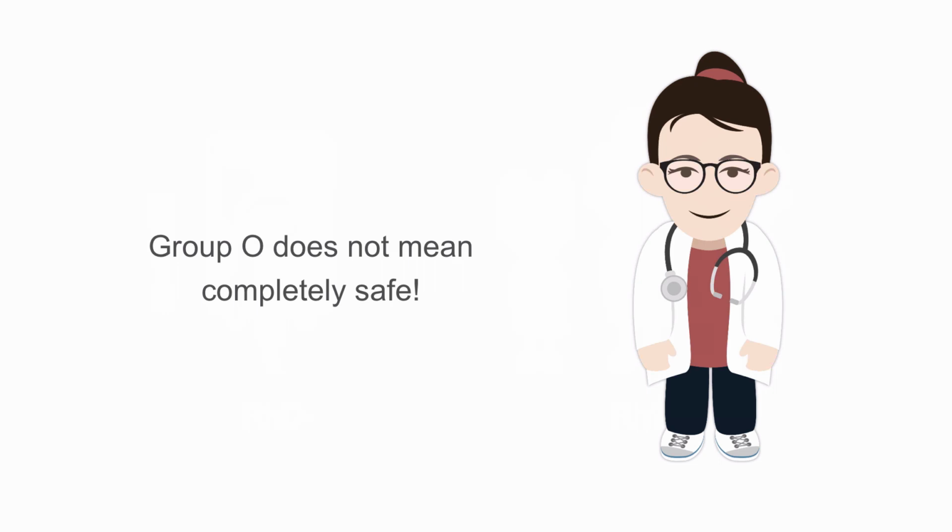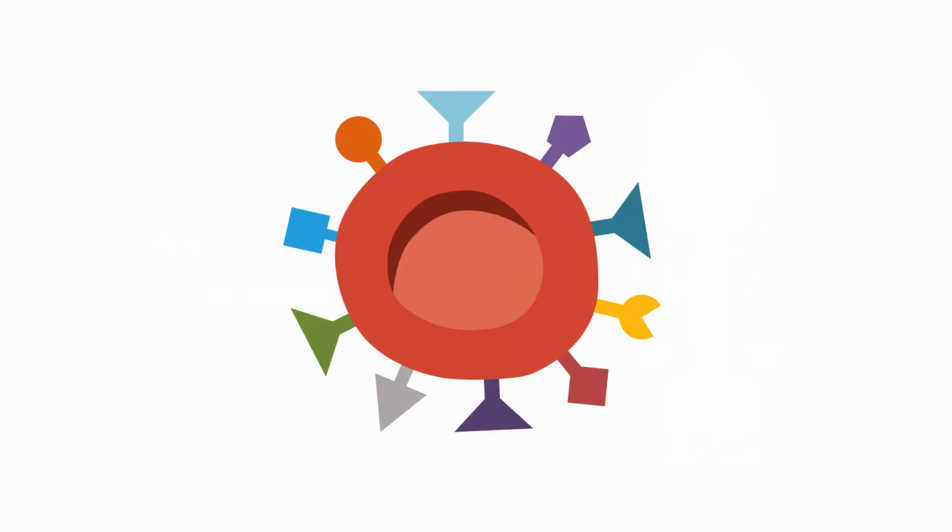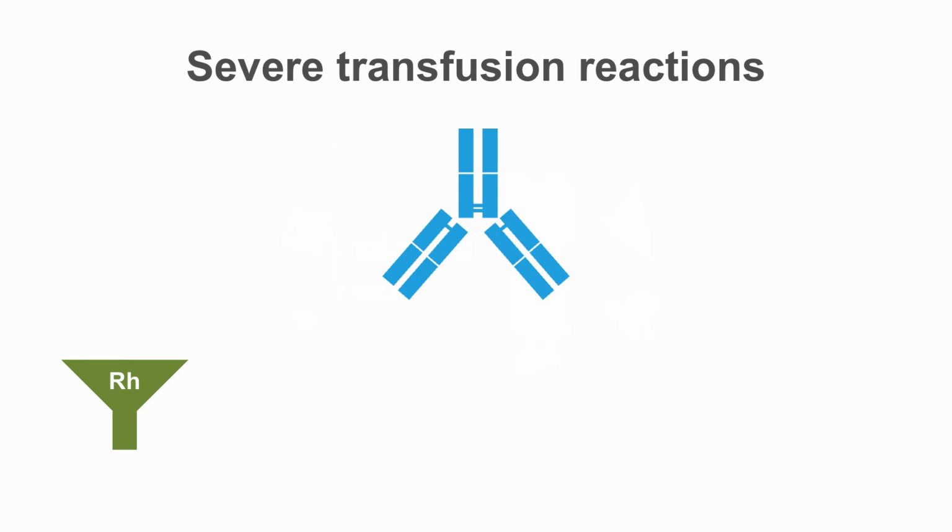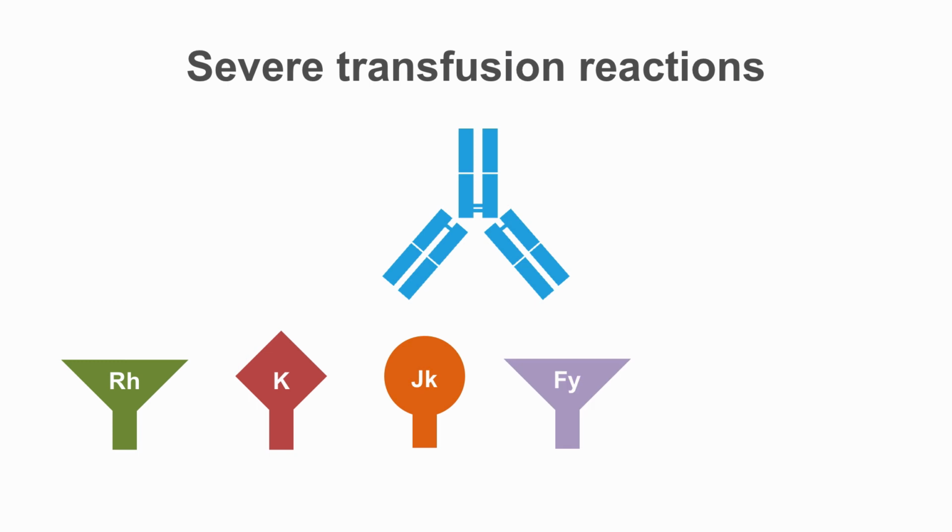However, using group O blood does not mean that the transfusion is completely safe. As you know, there are over 30 different blood groups and the patient could have alloantibodies to other blood group antigens that could react with the unit you give them. Following ABO mismatches, the most severe transfusion reactions are caused by alloantibodies against the rhesus, KEL, KIT, abbreviated JK, Duffy, abbreviated FY, Lutheran, and S blood group systems.